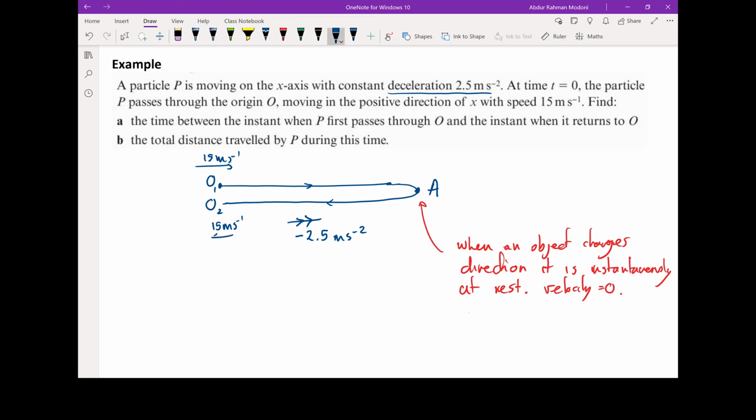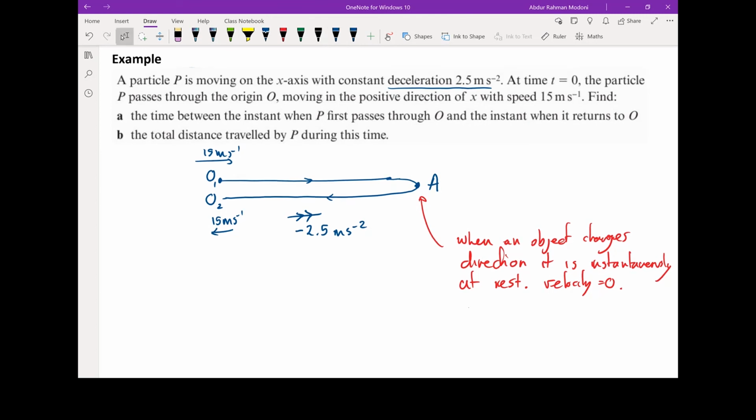It will be acting that way. Okay. My acceleration is already indicated. It's minus 2.5 meters per second squared. For the entire journey, I'm going to take right as positive, as you can see here, which I've indicated. I'm taking right as positive.